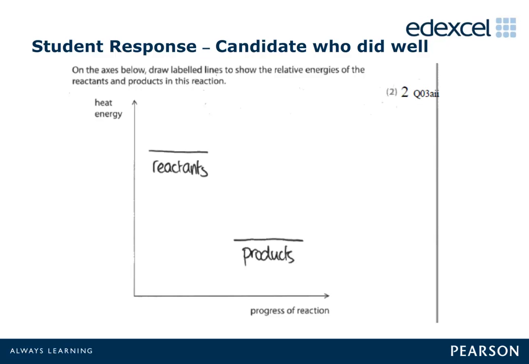Many candidates answered this question well. All that was needed was lines representing the energy levels of the reactants and products, as this example shows. In this example, if the levels had not been labelled as reactants and products, then 1 mark would have been awarded.